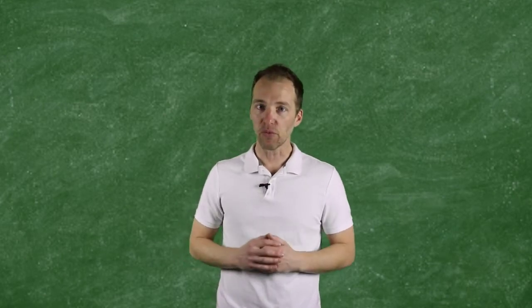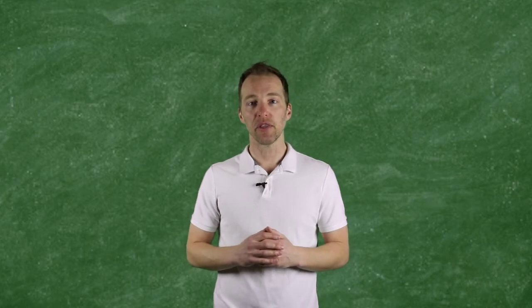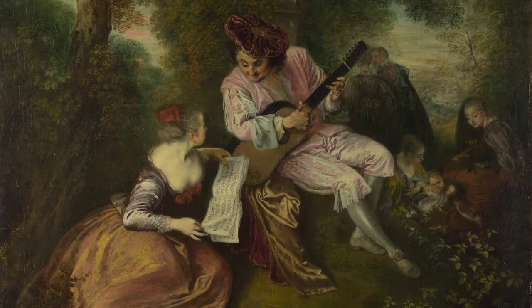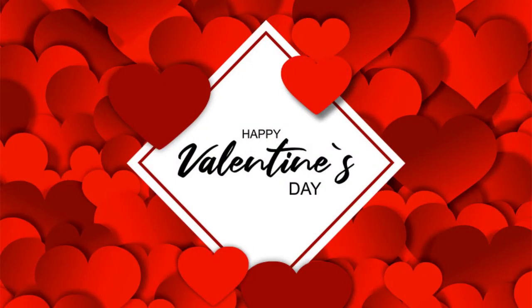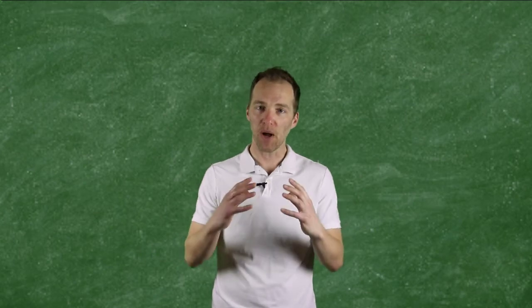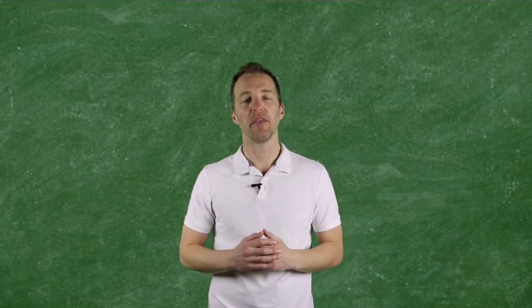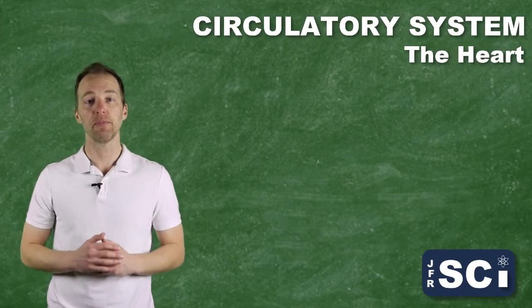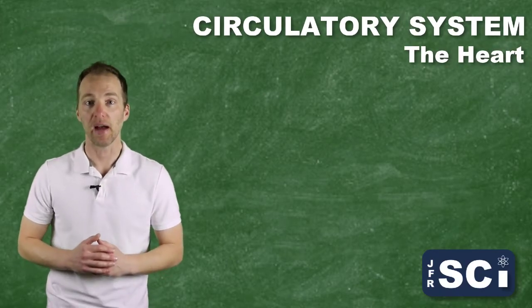But the final thing that we've yet to talk about is the thing that books are written about, that songs are written about, that a holiday's been named after, and that even bands are named after. And that is, of course, the pump for this transport system, the heart. So the heart itself is a muscular organ. It's made up of a specialized type of muscle tissue that we call cardiac muscle.